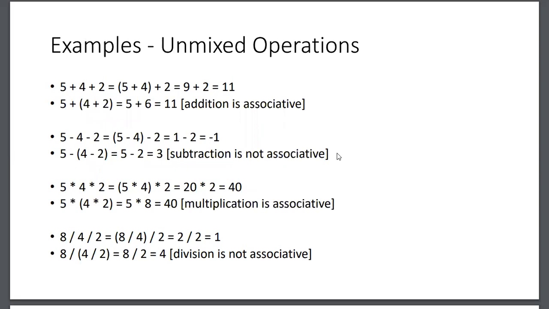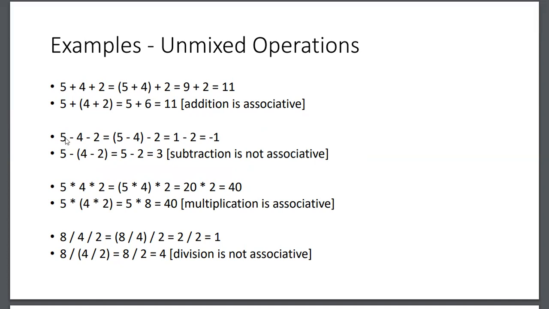Here are some examples of unmixed operations. 5 plus 4 plus 2, going from left to right, is equal to, as though you group them with 5 plus 4 first, and then plus 2, and that's 9 plus 2 is 11. If you wanted to do it in a different order, you'd have to express it this way using parentheses, and this is equal to 5 plus 6, also 11, and these two results are the same because addition is associative. You can group things in different orders and get the same answer.